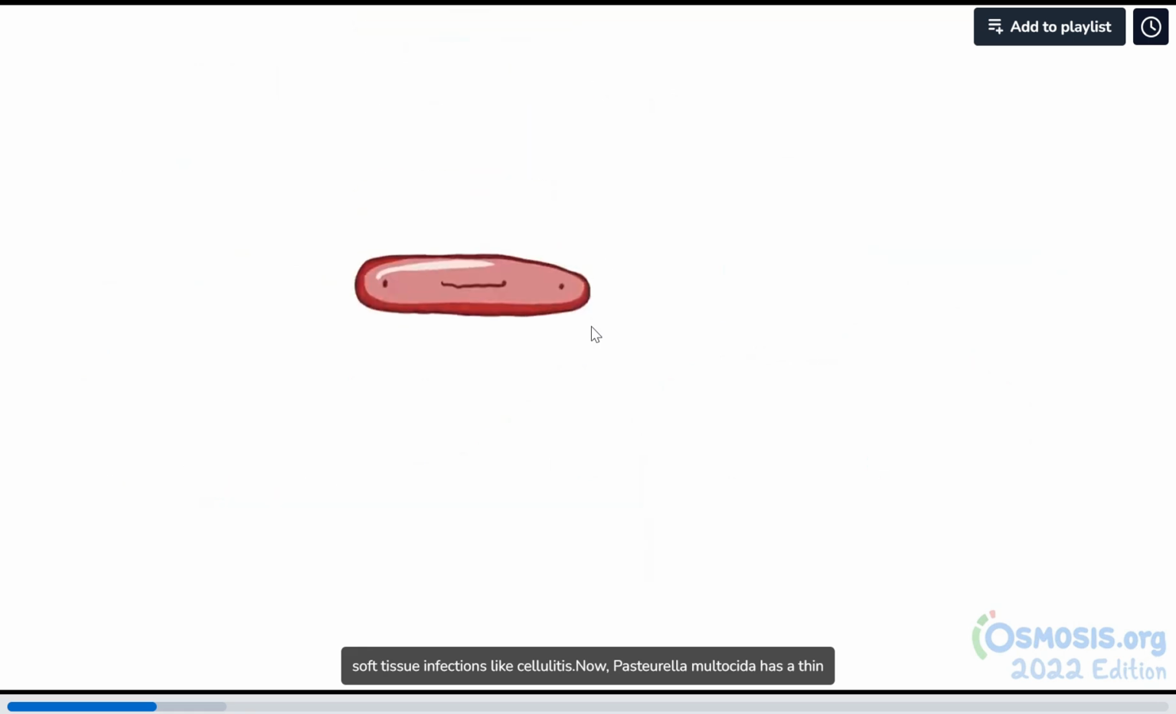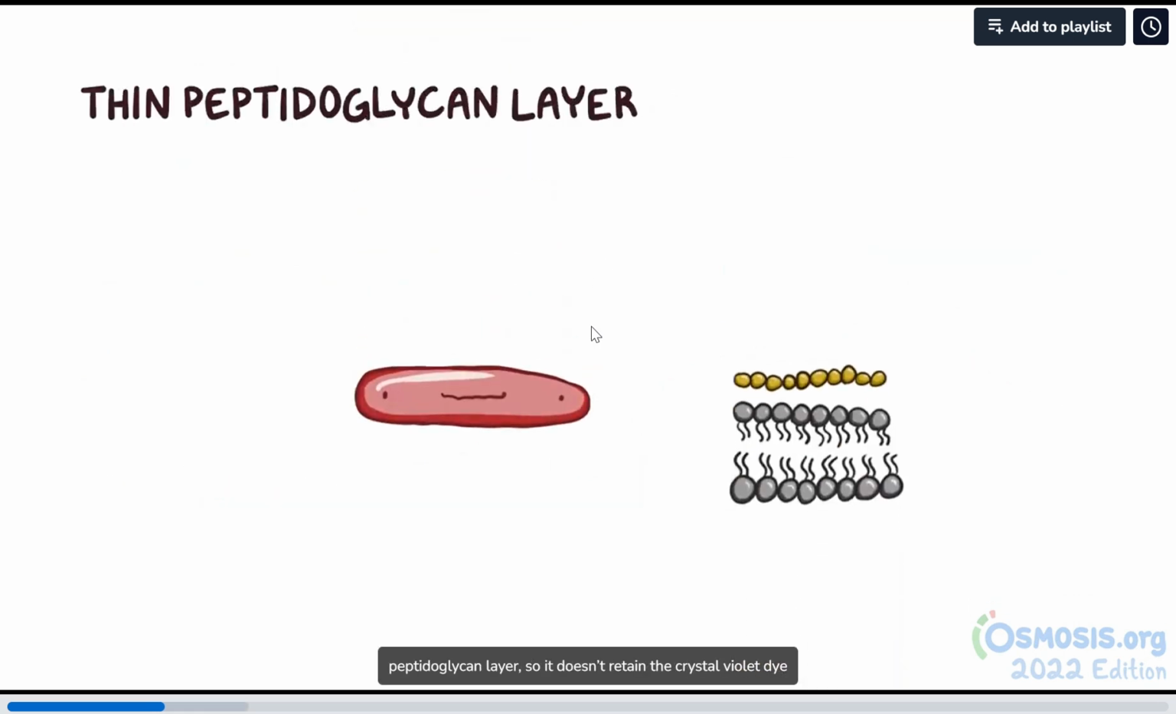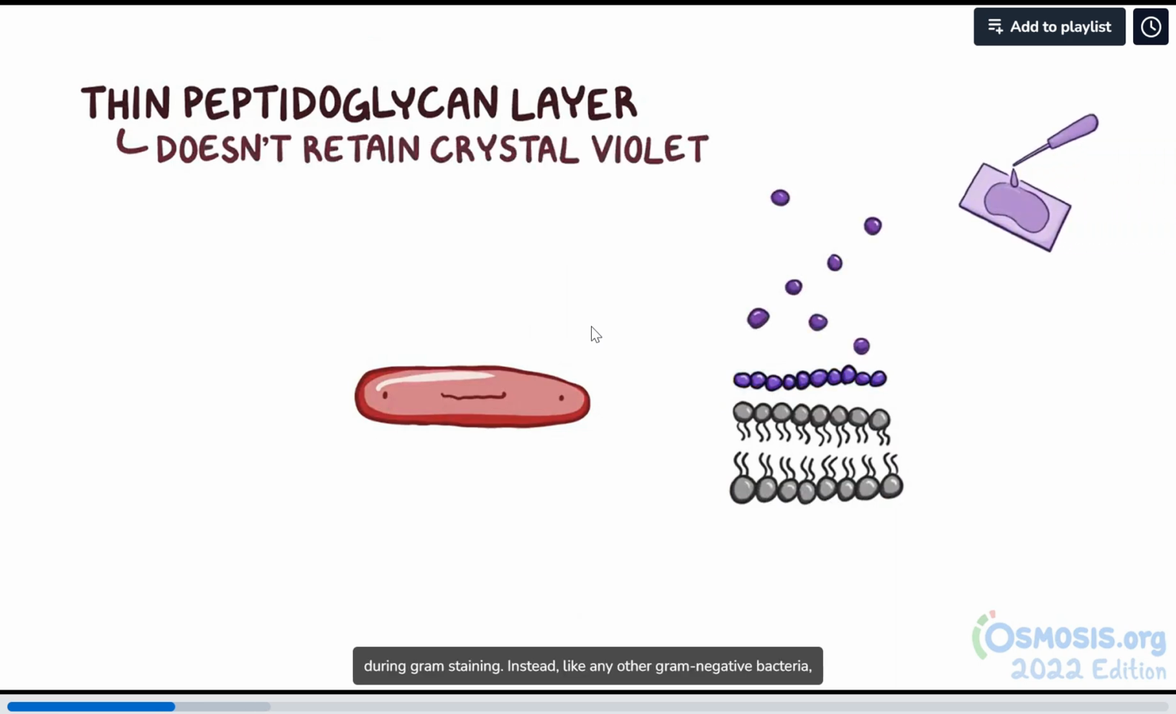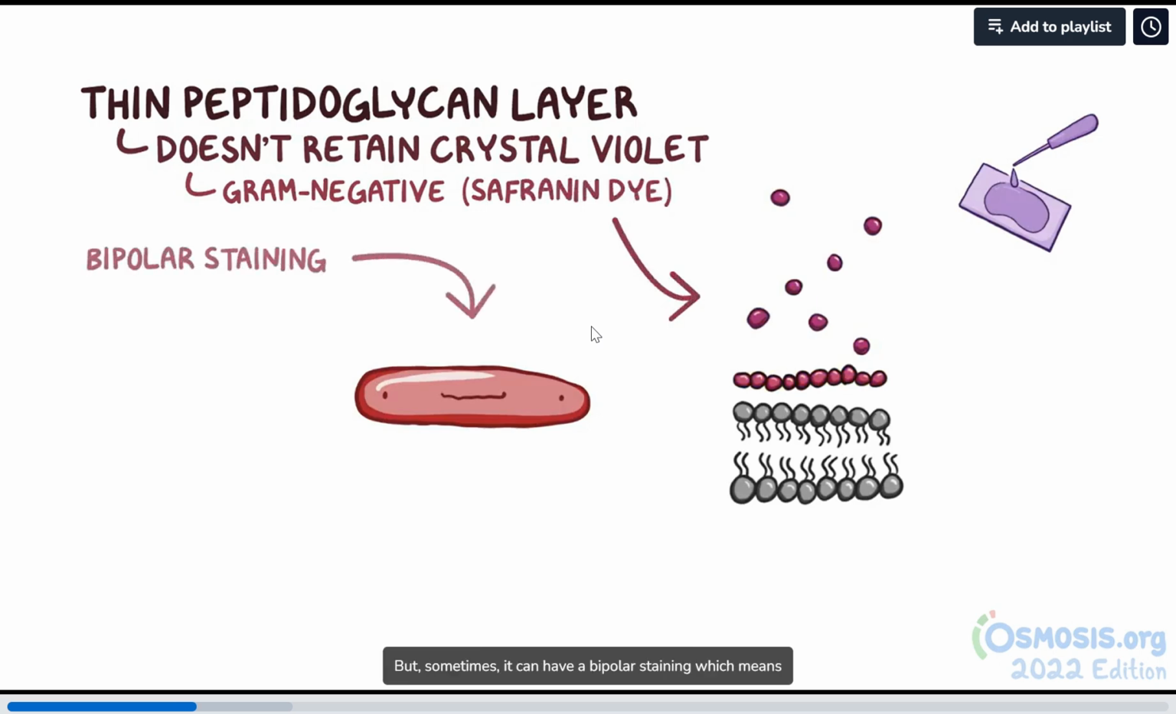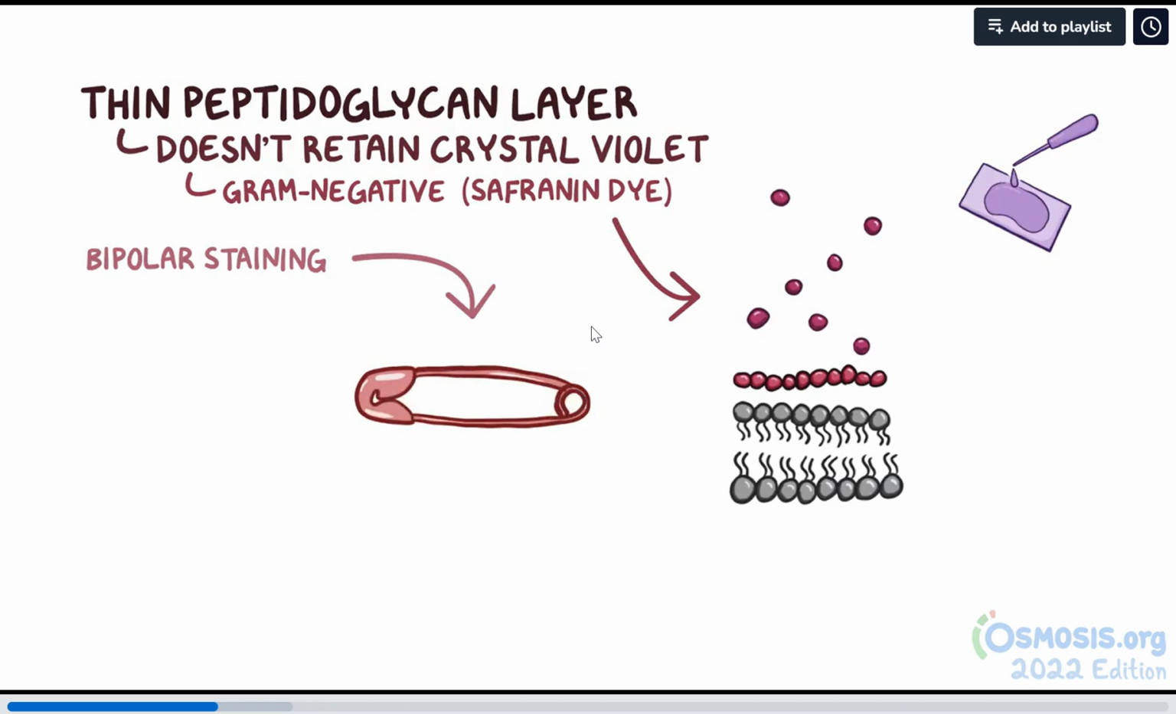Now, Pasteurella multocida has a thin peptidoglycan layer, so it does not retain the crystal violet dye during gram staining. Instead, like any other gram-negative bacteria, it stains pink with safranin dye. But sometimes it can have a bipolar staining, which means that only the poles of the bacteria stain pink, and the rest of it remains unstained, so the bacteria looks like safety pins under a microscope.